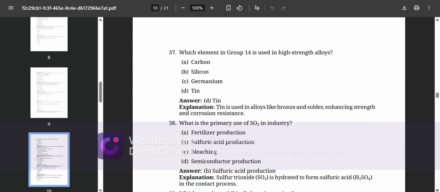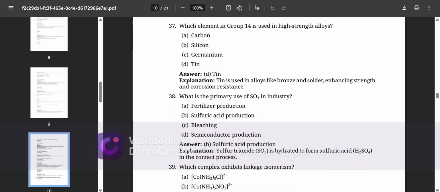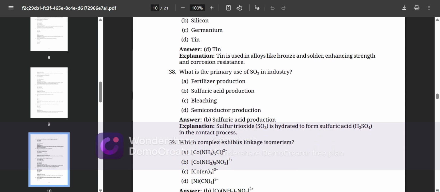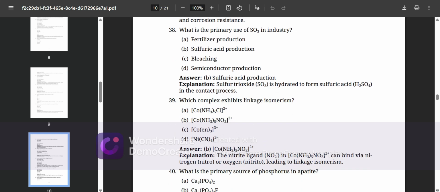Which element in group 14 is used in high strength alloys? Tin. Tin is used in alloys like bronze and solder, enhancing strength and corrosion resistance. What is the primary use of SO3 in industry? Sulfuric acid production. Sulfur trioxide is hydrated to form sulfuric acid H2SO4 in the contact process.